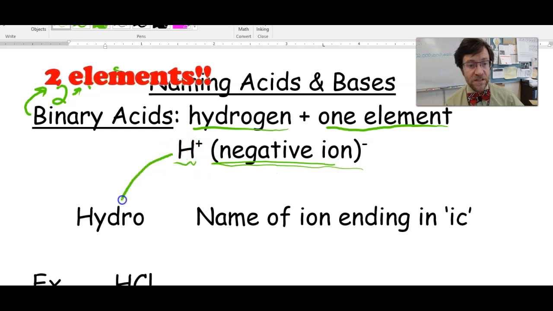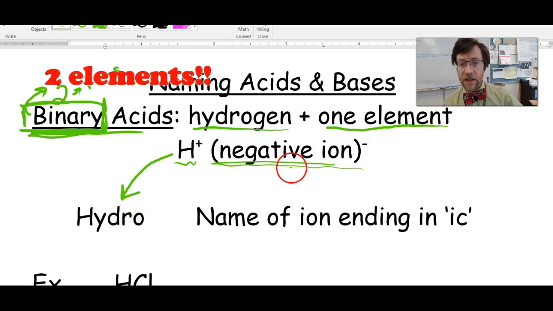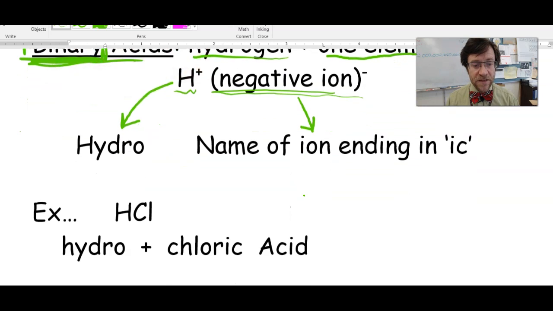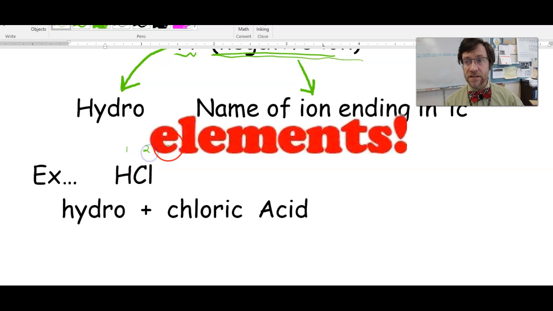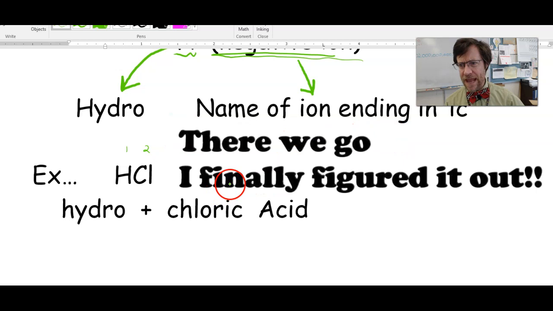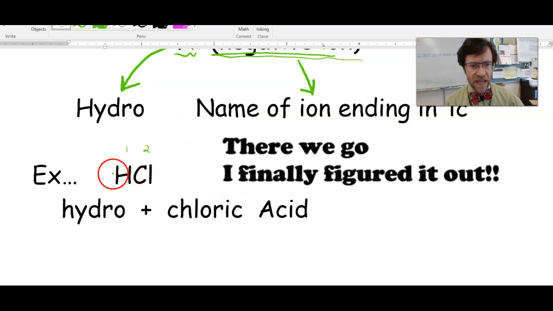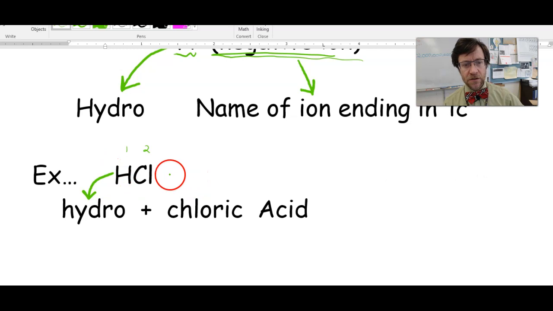For the hydrogen, we say hydro. Now remember, this is only for binary. This is only for binary, okay? So the hydrogen turns into hydro, and the negative ion, we end in ic. And that's it. So for example, this bad boy, right? This is binary, 2 ions. Or I'm in elements, sorry. So the H turns into hydro. The chlorine turns into chloric, and then you say acid.